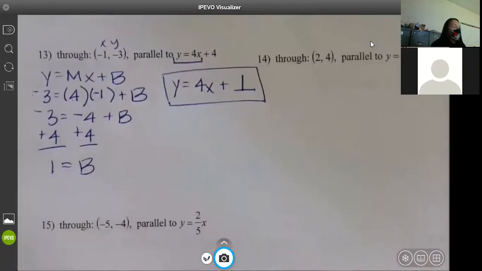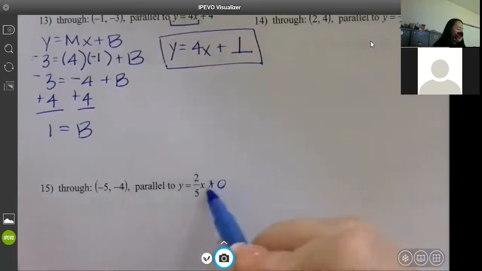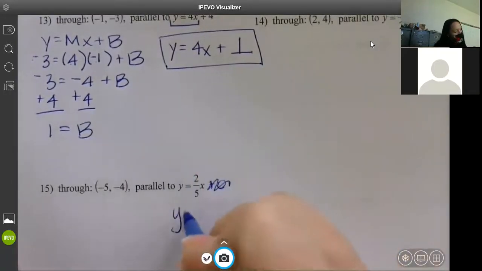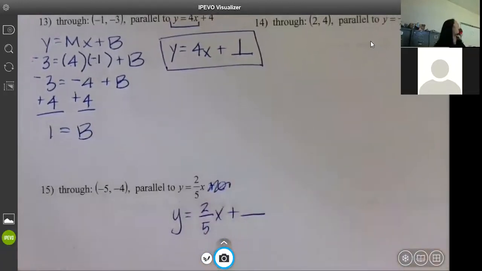If you get one like 15, I'm not going to do 15. I just want to show you. Remember, this is the same thing as having plus 0 on the end. It doesn't matter. You don't need that because you're going to start with your 2/5 x and then just put that blank. So it's the same thing. Okay. Any questions? And then solve it out. That's it.